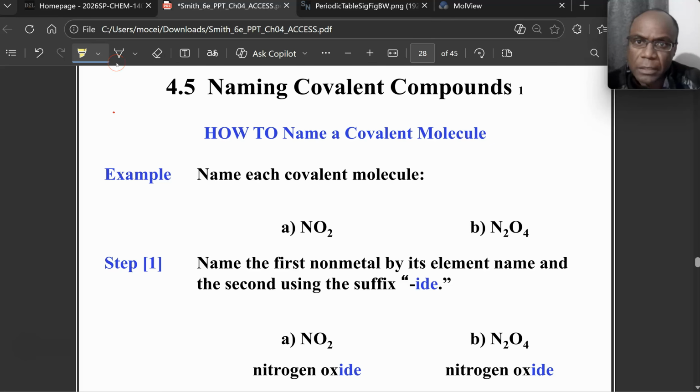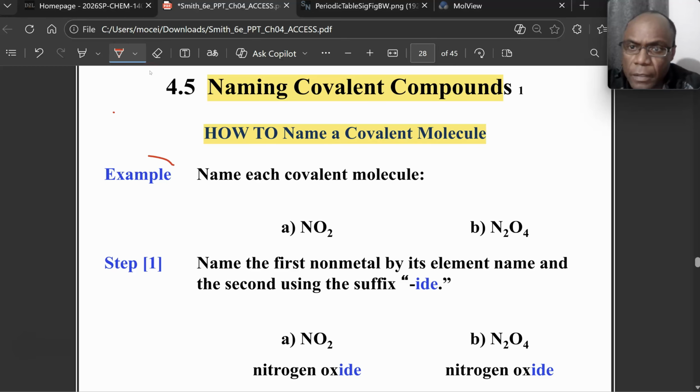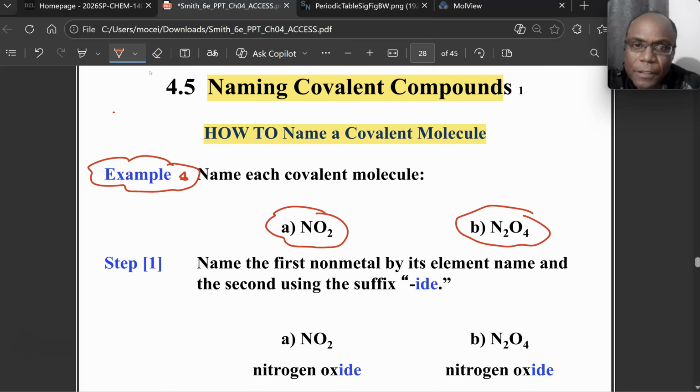Let us switch gears and do naming of covalent compounds. How to name a covalent molecule. Example 1. Name each covalent molecule. The first one is going to be NO2. The second one is N2O4. How would you name a covalent molecule?